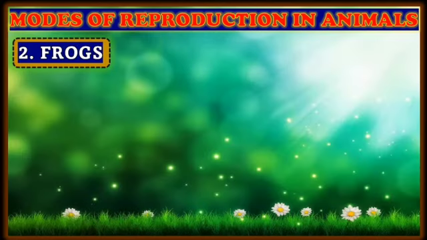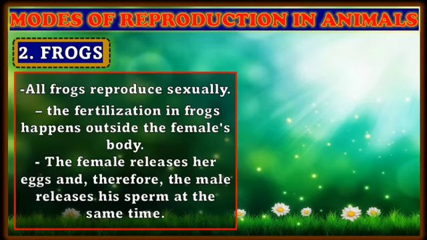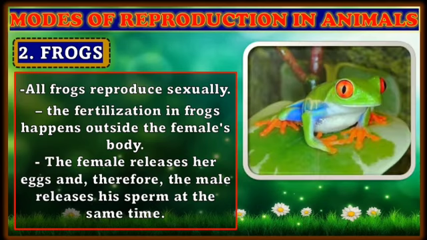Next, number 2 mode of reproduction in animals is frogs. All frogs reproduce sexually. The fertilization in frogs happens outside the female's body. So sa labas na dine-develop. The female releases her eggs and the male releases his sperm at the same time.